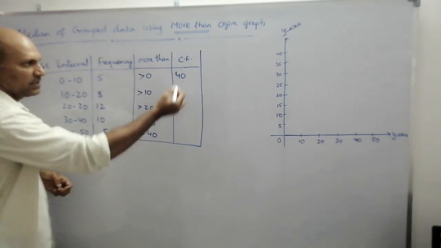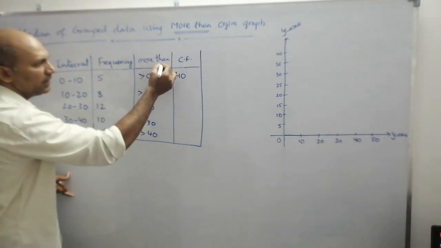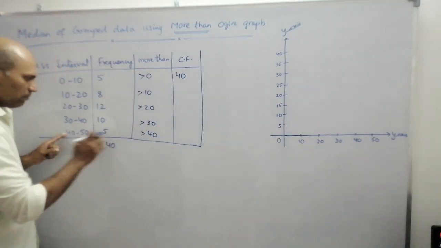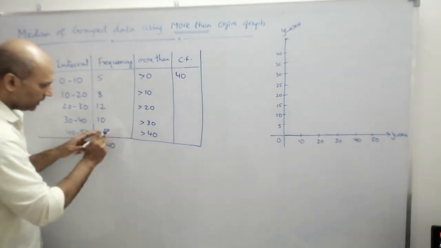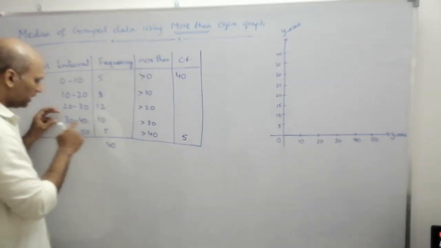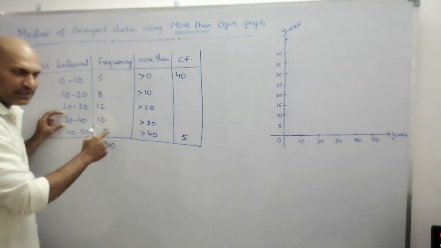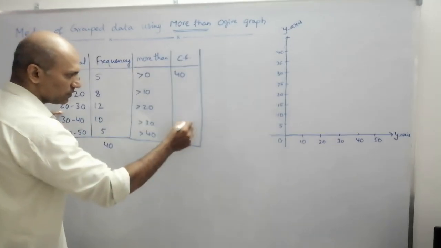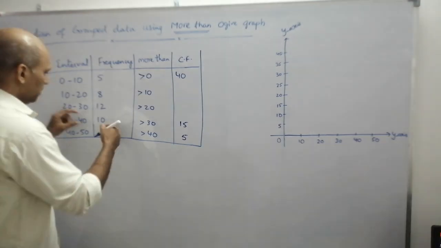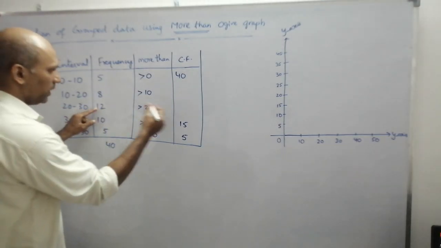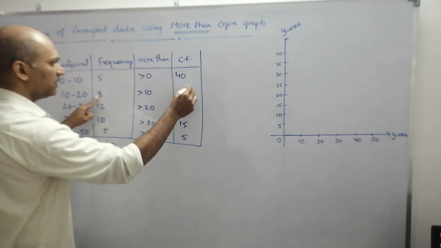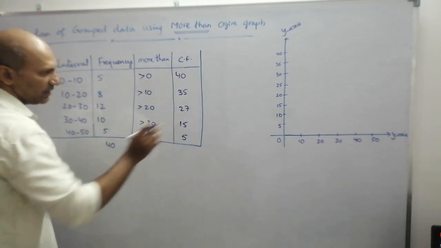Or there is one more trick to write these CFs. When we are doing more than, it is easy for us to add from the bottom. I'll explain. More than 40. How many students got more than 40? 5 students here, right? Now more than 30, let us add these 2 numbers, because more than 30 means 30 to 40 and 40 to 50 should be included. So 10 and 5 is 15. Like this, if you add from the bottom, it will be easy for us. So it is 15 and 12, 27. 27 and 8 is 35. 35 and 5 is 40. So we wrote the CFs.